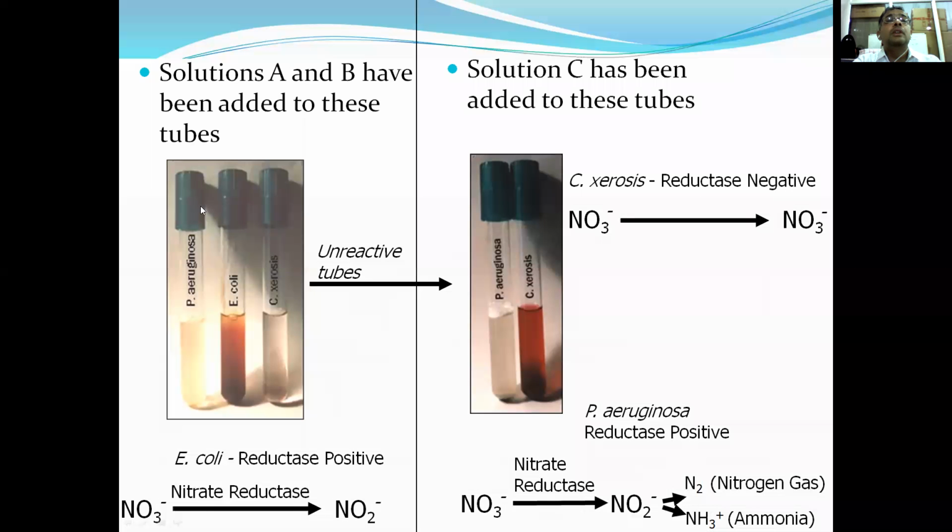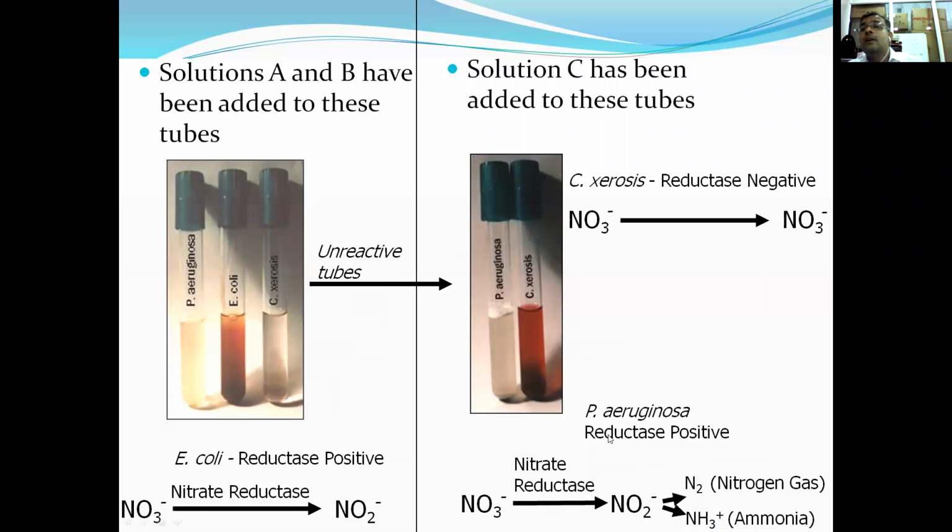So in these unreactive tubes, we are adding solution C. Solution C is zinc dust. So a pinch of zinc dust is added. If that produces the color, for example, this is Corynebacterium xerosis, then that tells that nitrate is present and the test is negative, or the organism is negative. But there are some extreme cases like Pseudomonas aeruginosa.